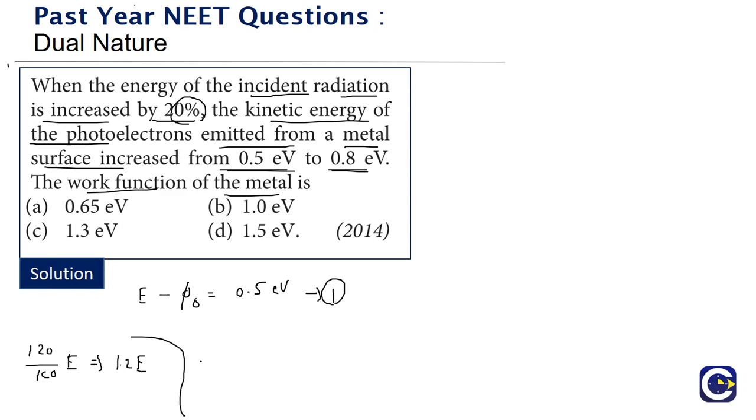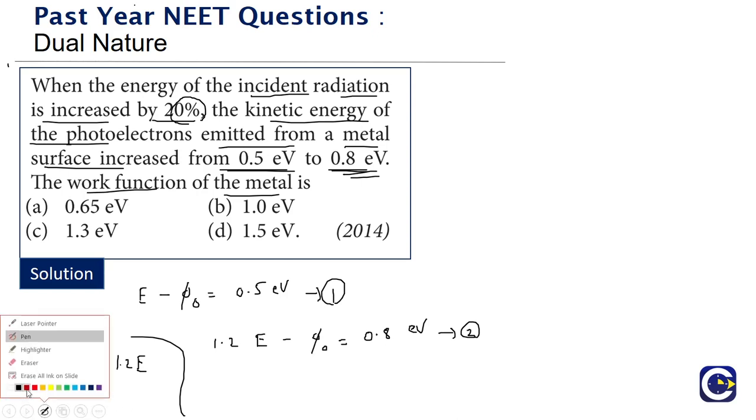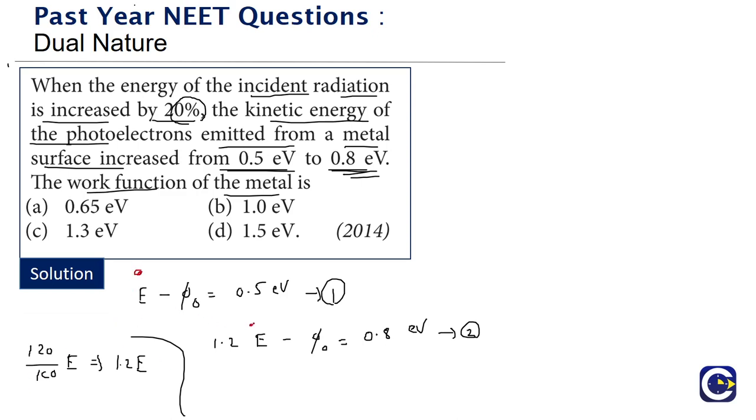In the second case, what will be the Einstein's equation for the photoelectric emission? The incident radiation energy is 1.2 times E minus work function, since we are dealing with the same metal surface the work function will not change, is equal to 0.8 electron volt, because in the second case the kinetic energy of the emitted electrons is 0.8 electron volt. Now using these data we have to find the work function. So from both equations, we have to eliminate the E value.